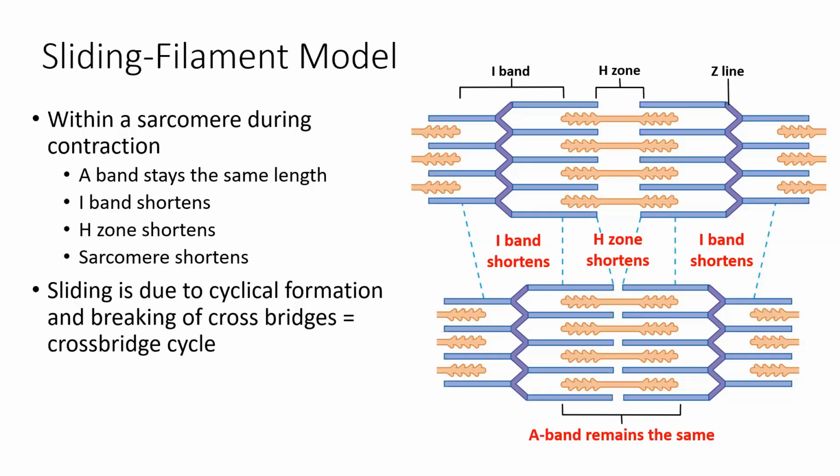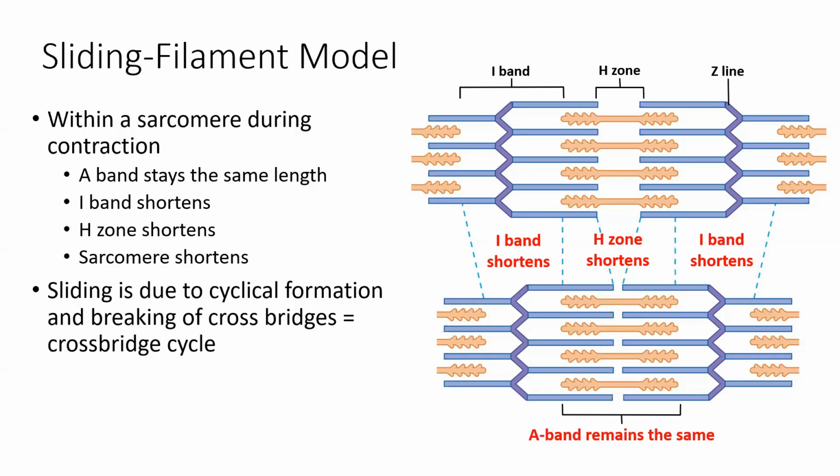The I band shortens, right? Because again, we're dragging the thin filaments towards the center. So the I bands are going to be shorter, as we can see here. The H zone shortens, right? We're dragging the thin filaments towards the middle of the sarcomere. And the H zone is the center of the sarcomere, which is represented by only thick filaments. So that region becomes much smaller as the thin filaments slide towards the center. And the entire sarcomere shortens, excepting for the A band, okay?